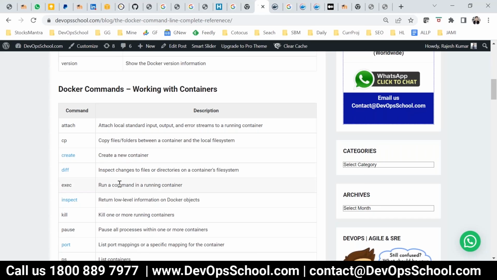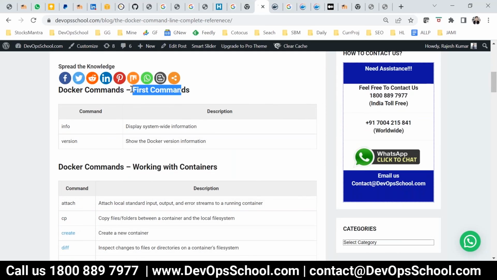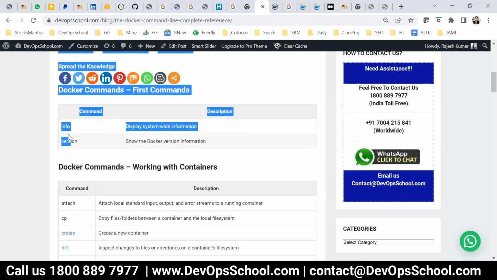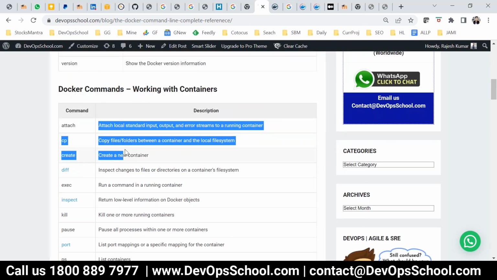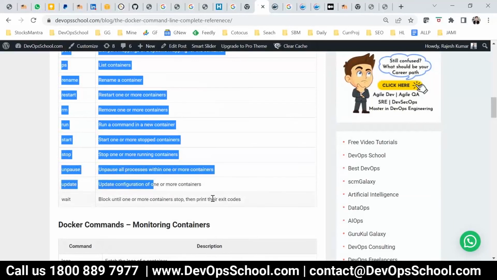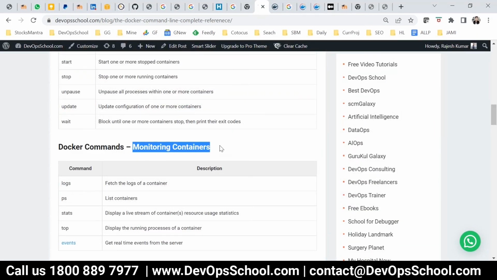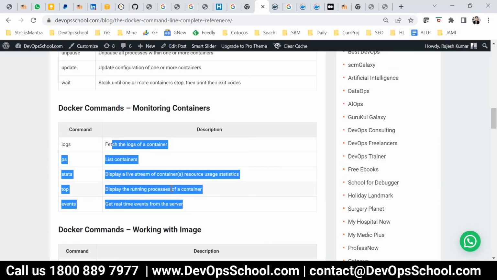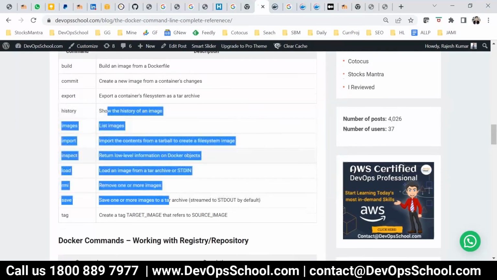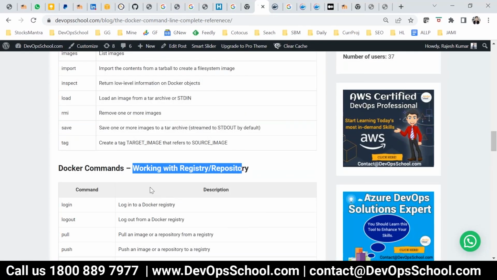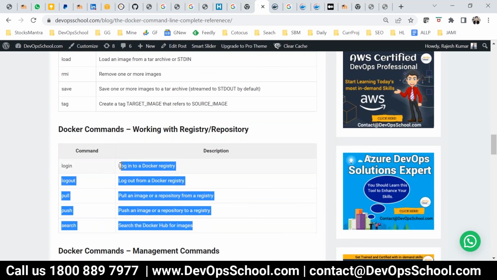What sections? There are certain commands which you have to use the first time, like in one version I tried out. Now, if you want to work with the container, these commands will be helpful for you. And if you want to monitor the container, these commands will help you. If you want to work with images, these commands will help you here. And if you want to share an image with the registry, this command will help.